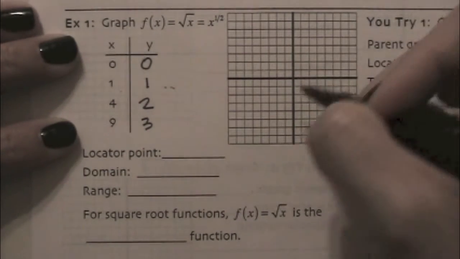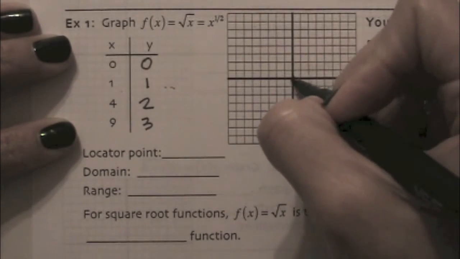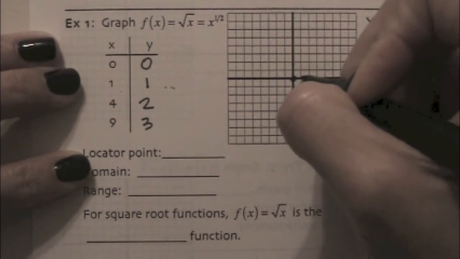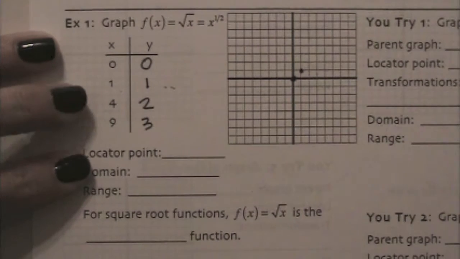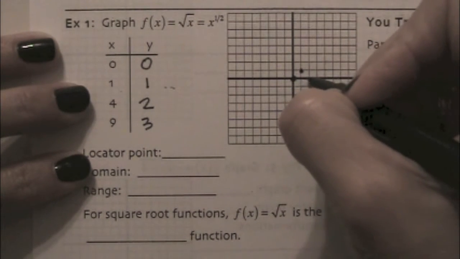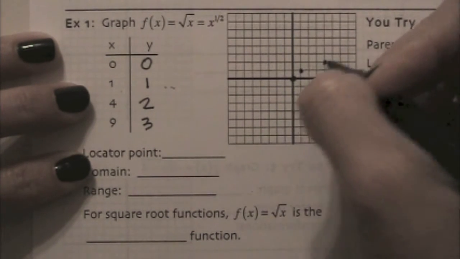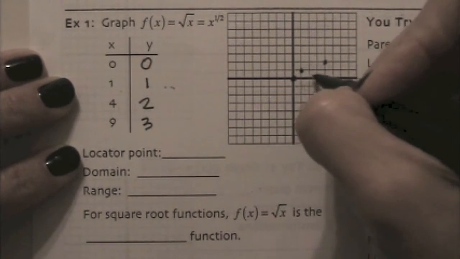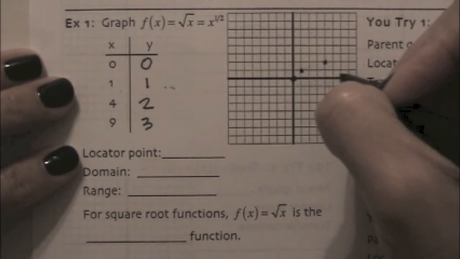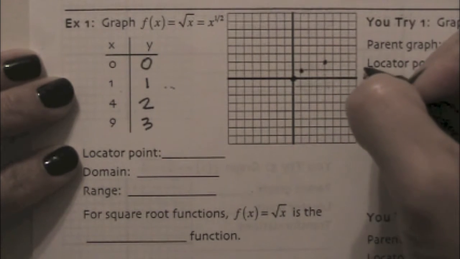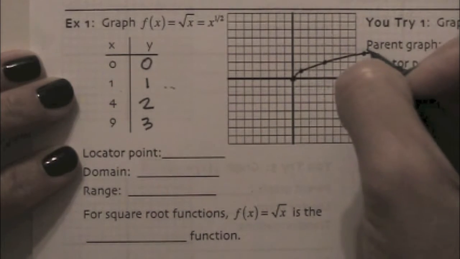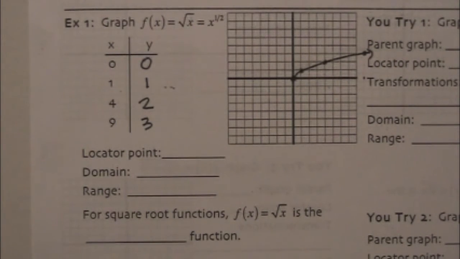Go ahead and plug these points in on your graph or plot them. 0, 0, right 1, up 1, and then right 4, up 2, and finally right 9, up 3. And connect your points and you get that line. So that's going to be our graph for the square root of x.